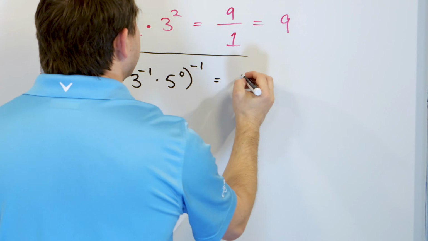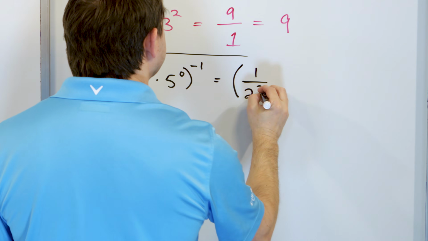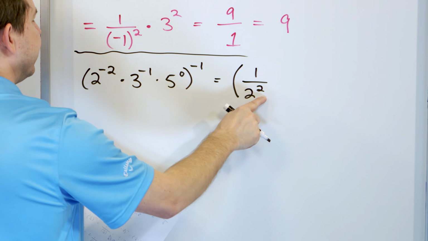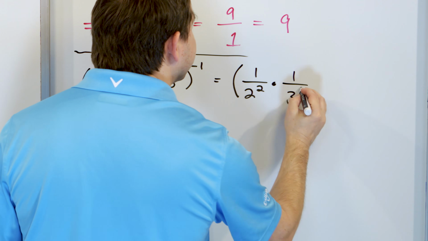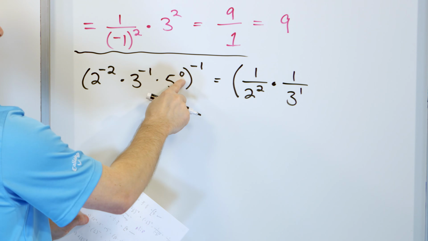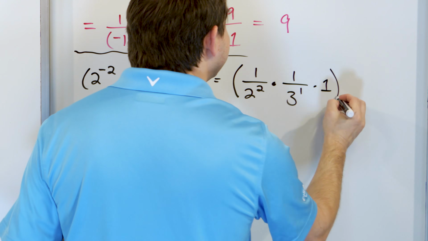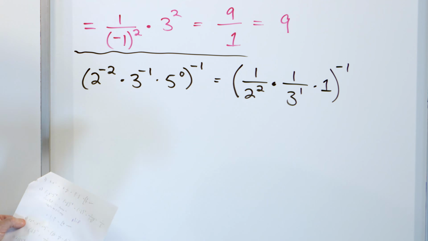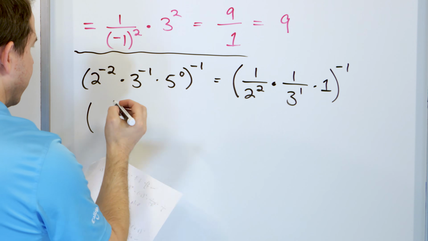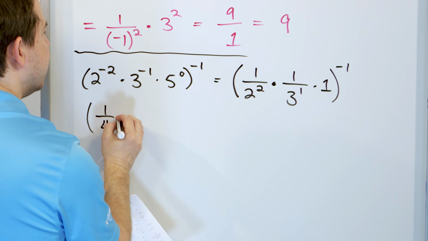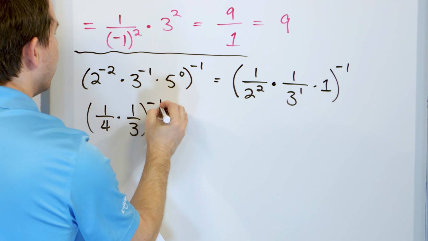This becomes, let's open up a big parentheses here, 1 over 2 squared, moving it to the downstairs, making it a positive exponent, times this goes downstairs, making this 1 over 3 to the 1st power. But 5 to the 0, you always know, anything to the 0 is 1, so this is just 1. Now this entire thing is raised to the -1 power. All right, so what are you going to have here? You're going to have 1/4 times 1/3. You have times 1 there, so I don't need to write that, but it's -1.